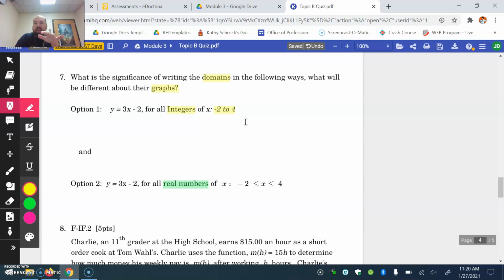There is a great explanation of this in the video, in the example on the review. So if you didn't watch it or didn't get it, I strongly recommend doing that. I'm not going to go back through all of it here, but it's understanding the difference between integers and real numbers. If you don't know that, you better look it up. You should know that.